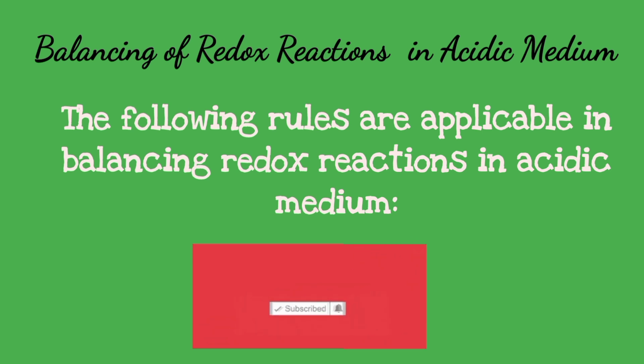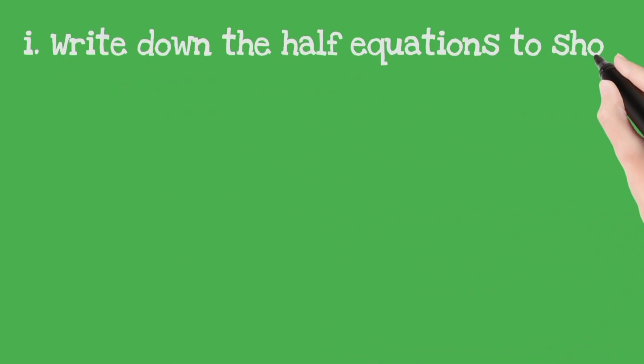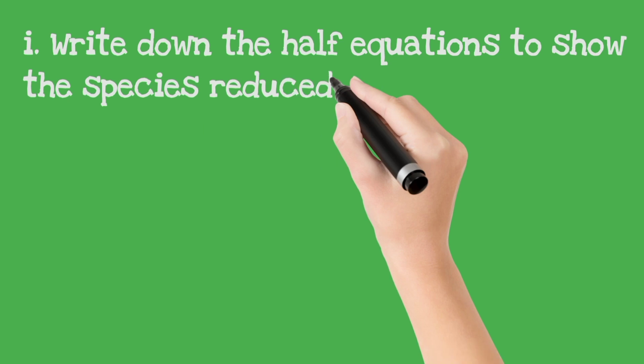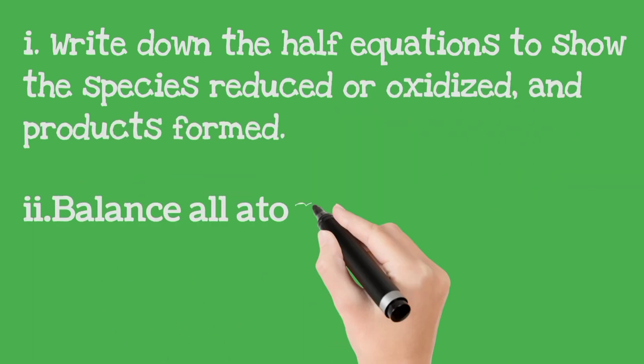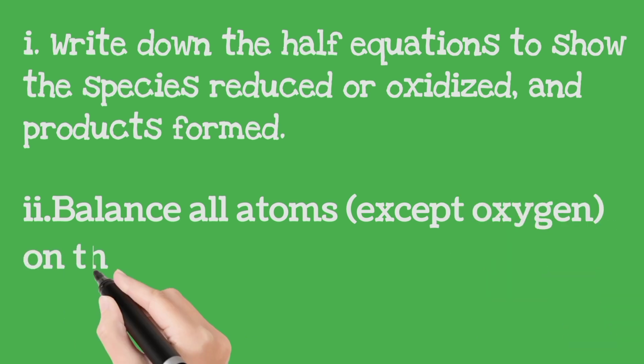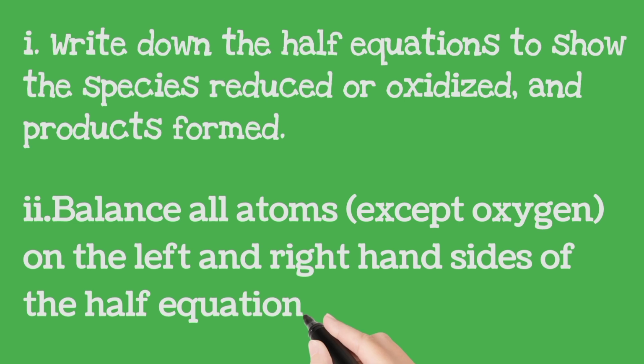Number 1, write down the half equations to show the species reduced or oxidized and the products formed. 2. Balance all atoms except oxygen on the left and right hand sides of the half equations.